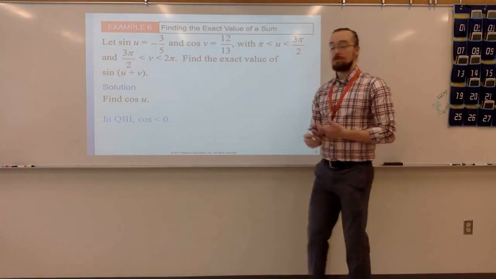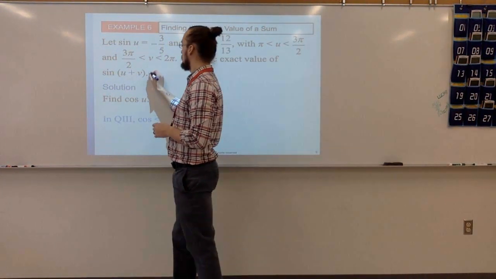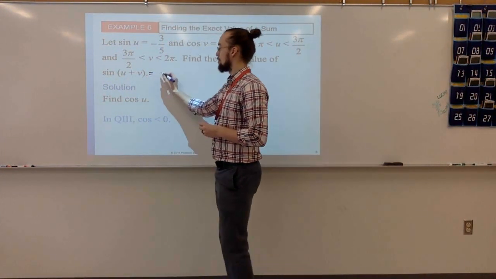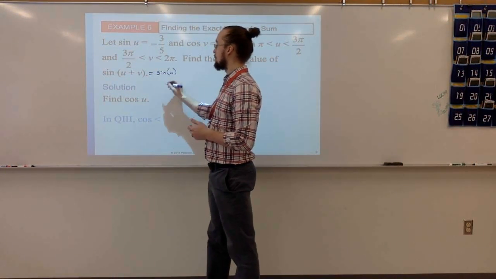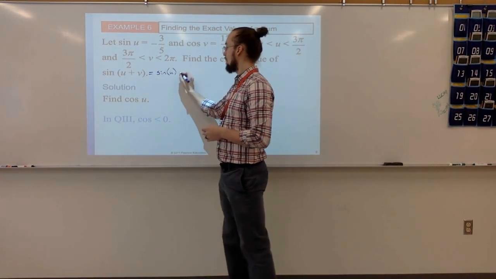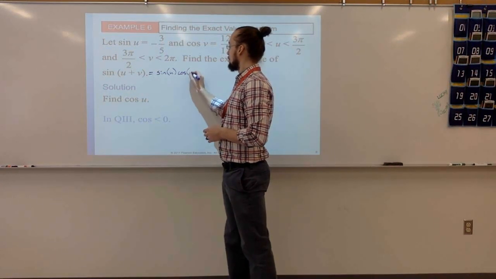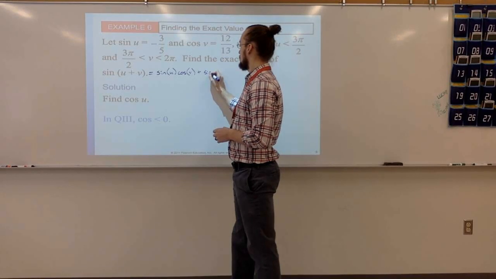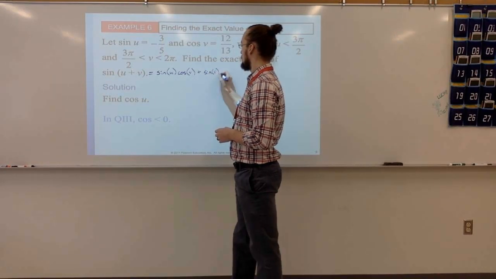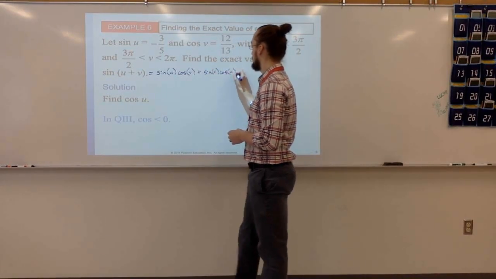So this is that same formula that we just used. So that'll be our sum formula for sine. I can split this up as the sine of u times the cosine of v plus the sine of v times the cosine of u.